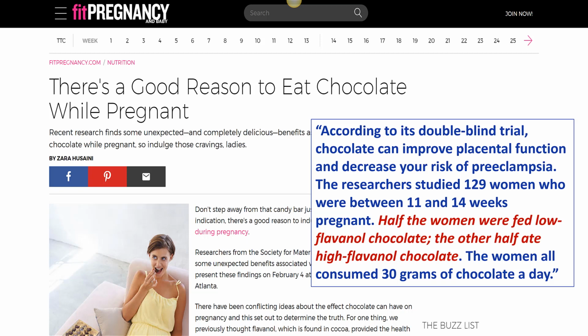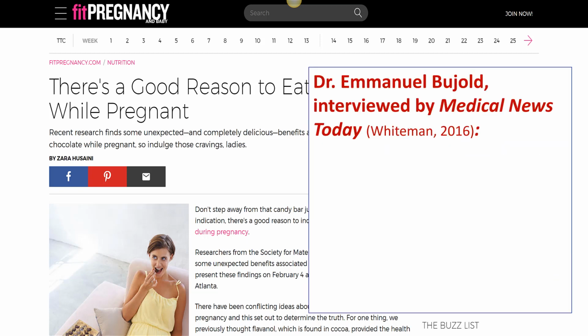Now, why this is problematic is because when the lead researcher of this study was interviewed by Medical News Today in 2016, Dr. Emmanuel Bujold said the following.